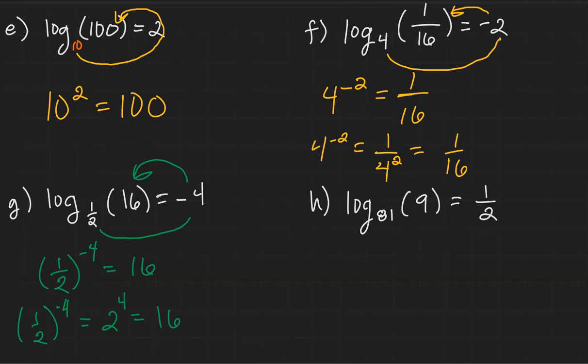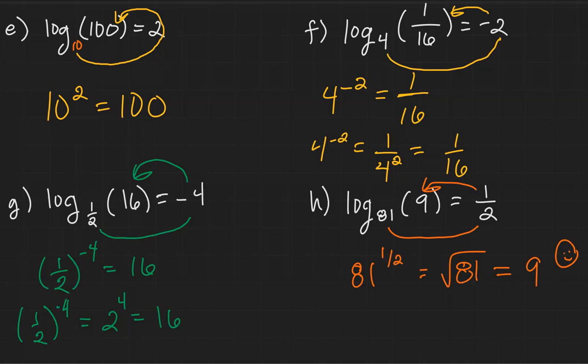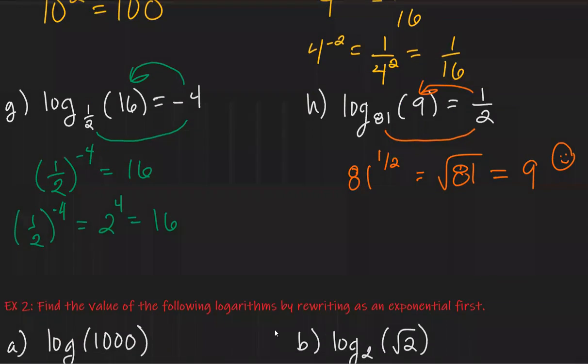One last one. 81 to the 1/2 power is equal to 9. Is that true? Well, 81 to the 1/2, remember, that's the square root of 81. And yes, we know the square root of 81 is 9. Okay. All right, so that was a little bit of practice with rewriting logs as exponentials, and exponentials as logs. Now let's actually go ahead and calculate some of these logs, okay?